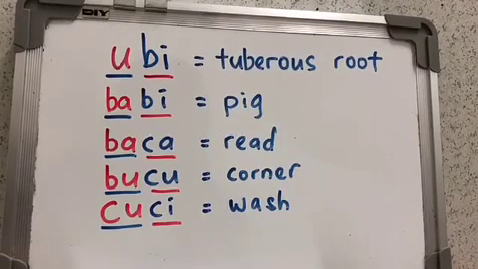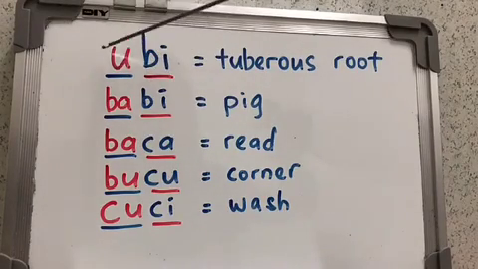So, from the sound of vowels and syllables beginning with consonants B and C that we had learned just now, we will be able to read these words. These are examples of two-syllable words in Bahasa Melayu. Let's read together.